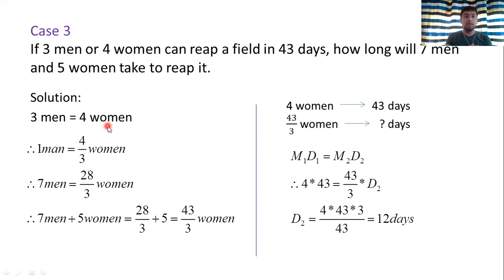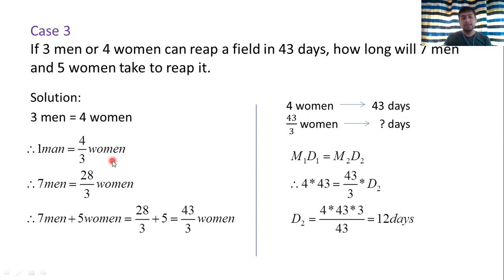If 3 men or 4 women, that is, either 3 men or 3 women, 3 men or 4 women can reap a field. Now reaping means what? Let's say removing all the grass. Okay, in how many days? 43 days. So can we say 3 men is equal to 4 women? Either 3 men will work or 4 women. So 3 men is equal to 4 women. So 1 man is equal to 4 by 3 women.